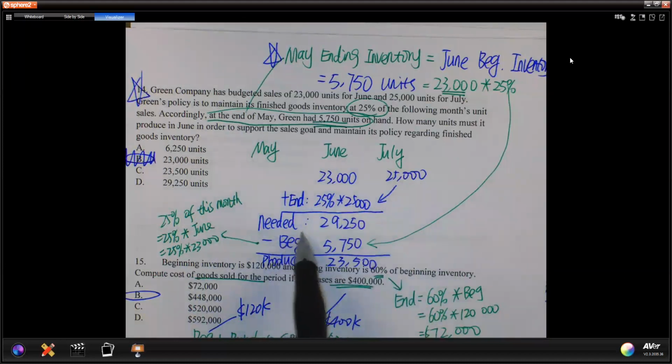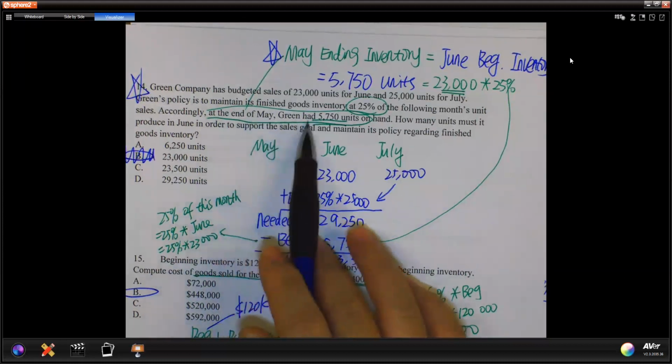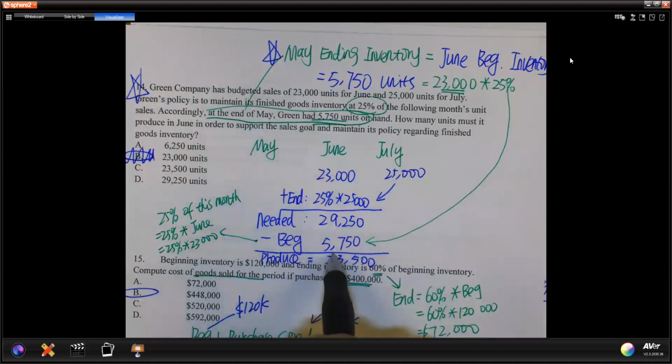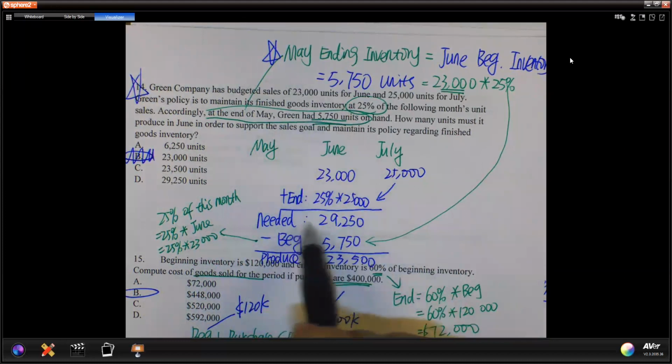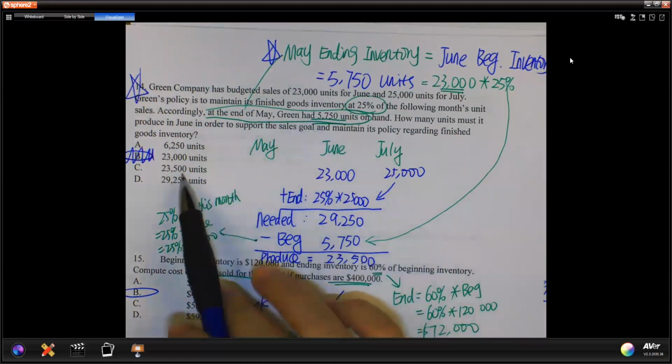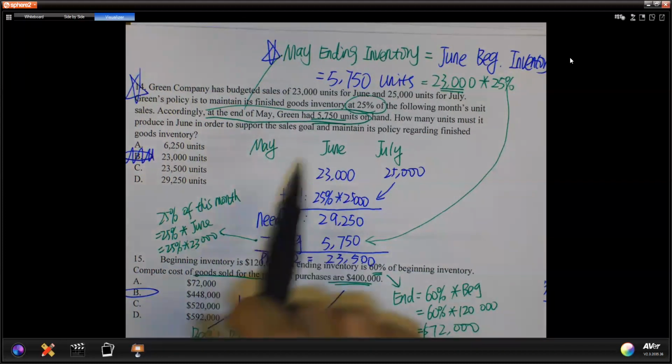So we need a total of 29,250. And then, as I said, your ending inventory of May is your beginning inventory of June. So that gives you 5,750. You needed to have that much, you already have that, so you produce 23,500 units.